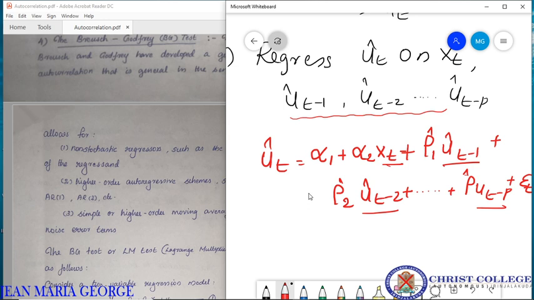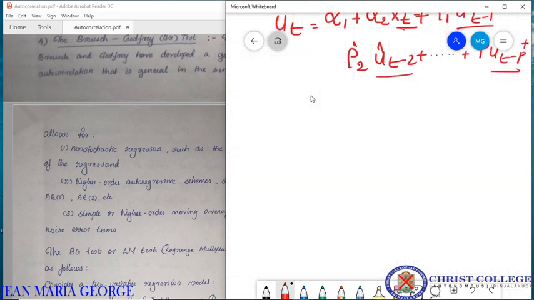Run the regression. Now after running this regression, obtain the value of R square, that is the multiple coefficient of determination. This is the auxiliary regression. You remember auxiliary regression, right? So from this auxiliary regression, find the value of R square.